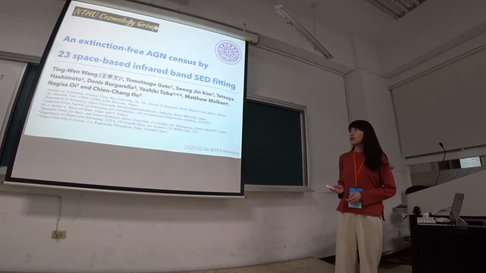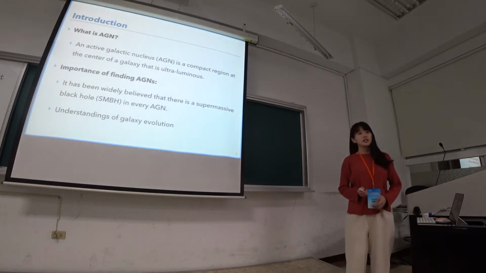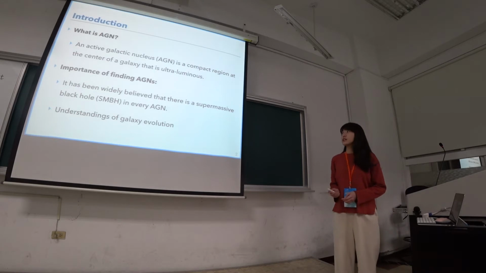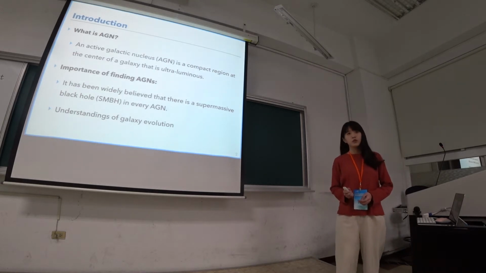So here I want to introduce what an AGN is first. AGN is active galactic nucleus. This is a compact region at the center of the galaxy that is ultra-luminous.